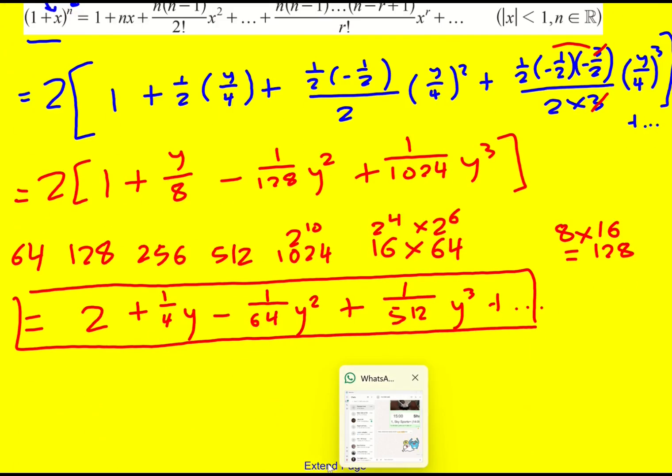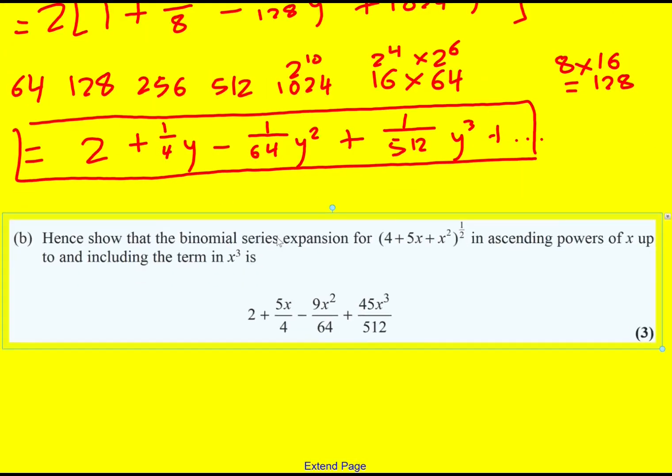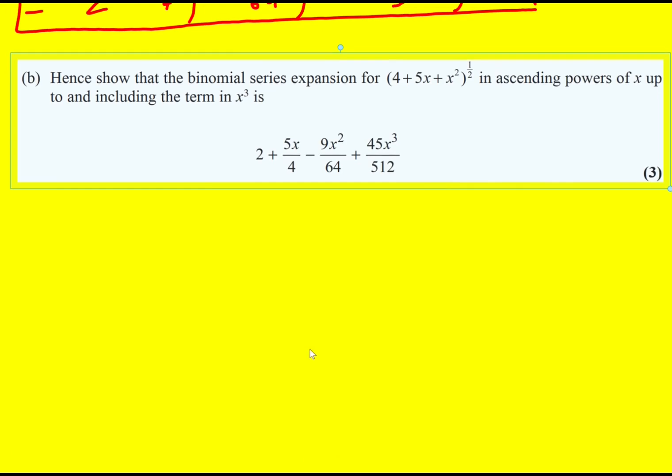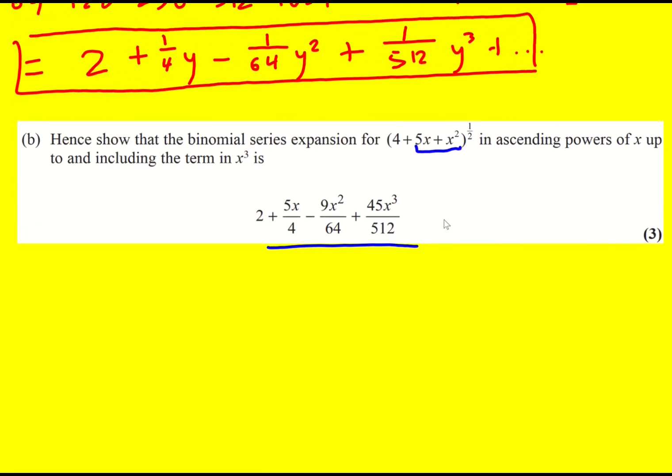Right, on to part B. We've got a slightly different expansion now, and we're asked to show that it's equal to this. Now, there's a couple ways to do this question, and actually I'm going to go through them both. First way is to identify that we've actually got this expansion if y is equal to 5x plus x squared. So let y equal 5x plus x squared in part A.